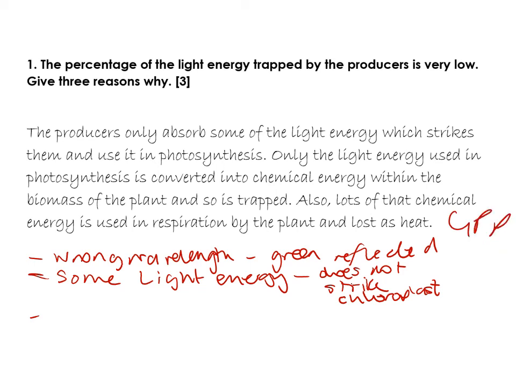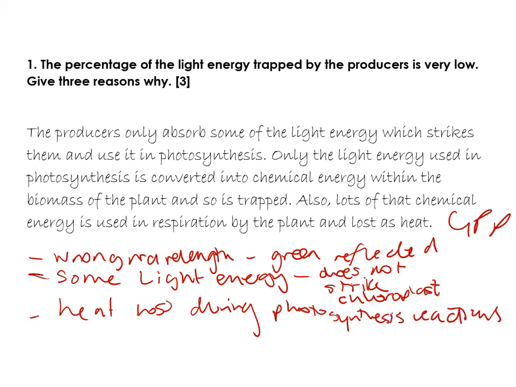Your gross primary production. So you can also say that there's heat loss during the processes, the reactions of photosynthesis, to the environment. We can say that wrong wavelength. Oh, other limiting factors.